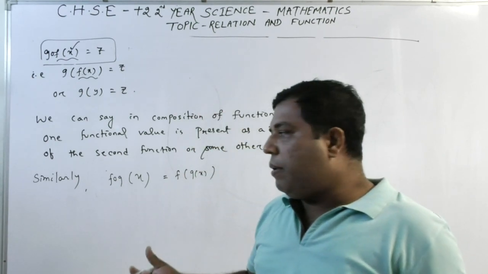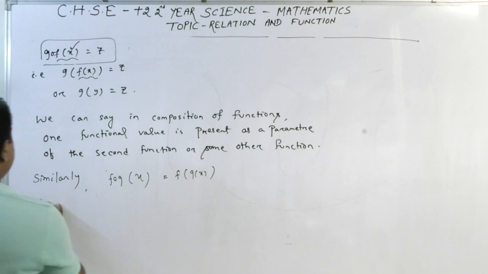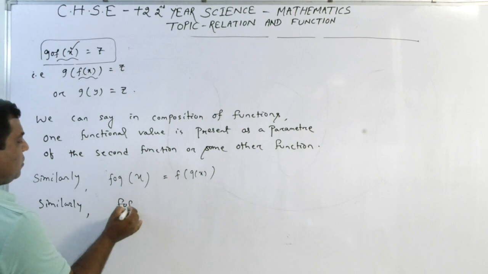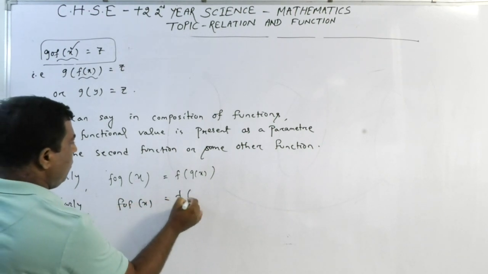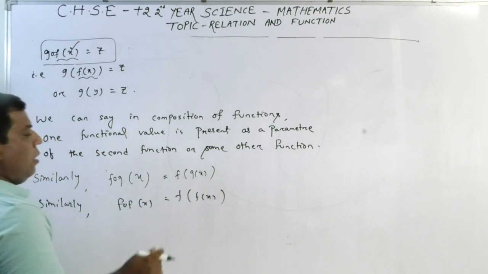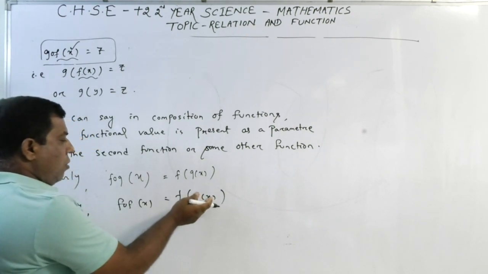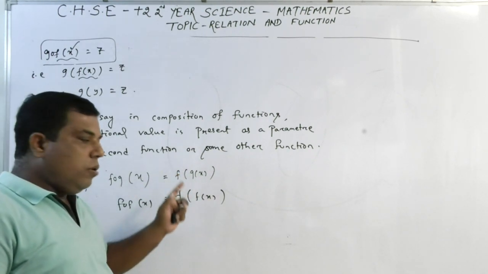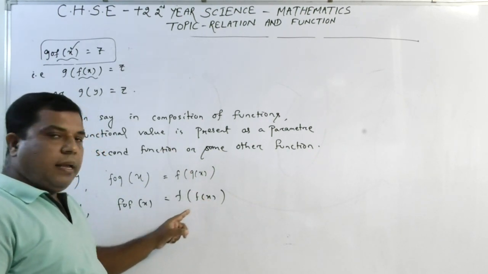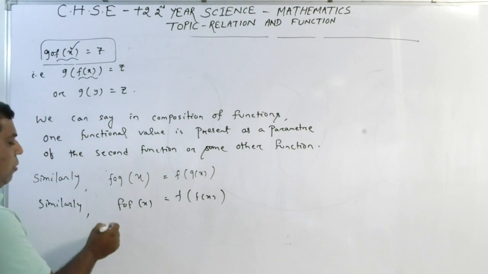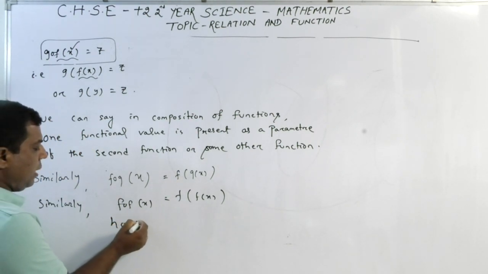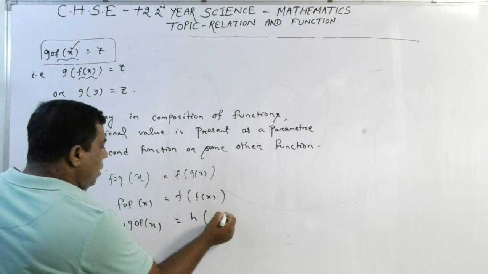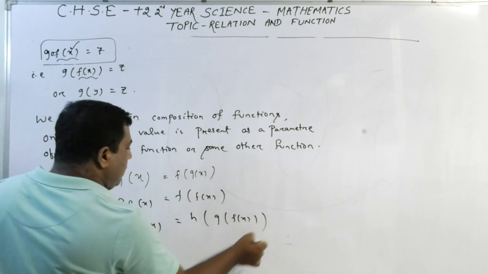And similarly, we can say, what is f o f of x? It is f of f of x. So here you see, on x f is applied, and on the next value again f is applied. So f is applied on itself like this. And similarly, what is h o g o f of x? It means h of g of f of x. So it means like this.